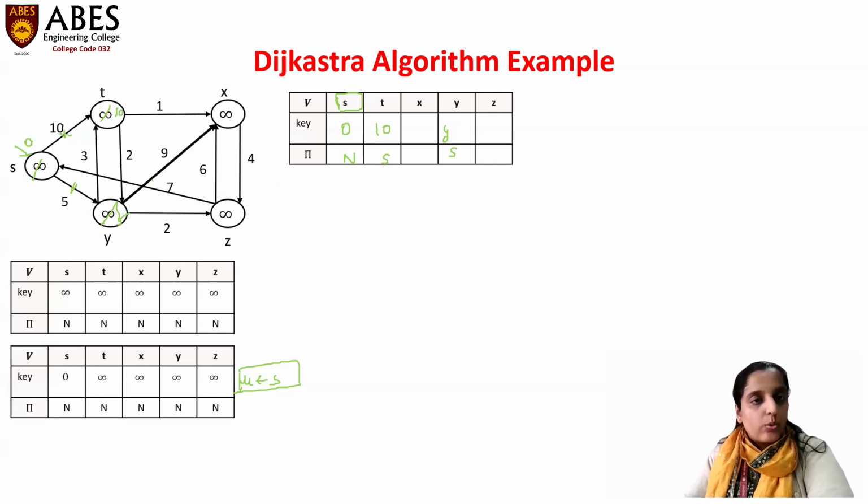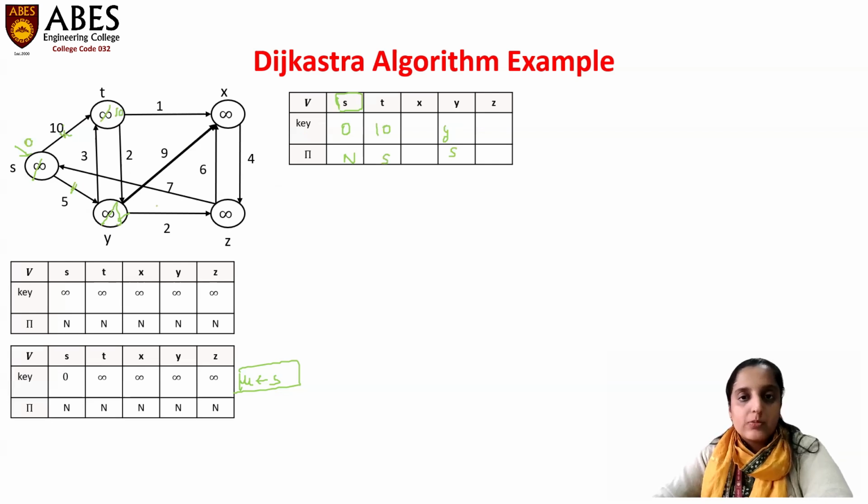Now from S, there is no other path we can travel. So we'll copy all other vertex values from the previous weight matrix and write it like this: infinity, nil, infinity, nil. Oh, I'm so sorry, it should be 5. After this, we're going to extract the minimum value from this weight matrix, and we got to know that this is the minimum one. So we'll extract this, and let's do these updations in the weight matrix.